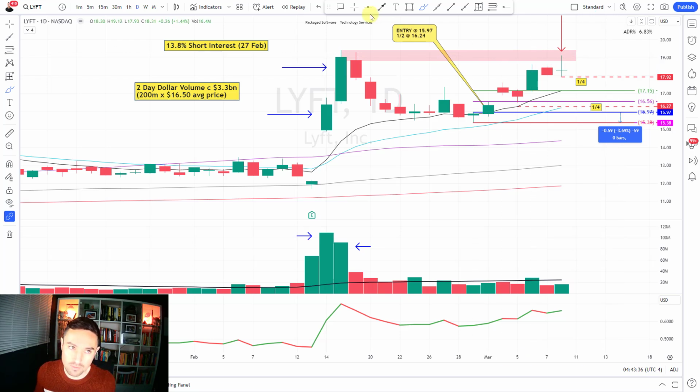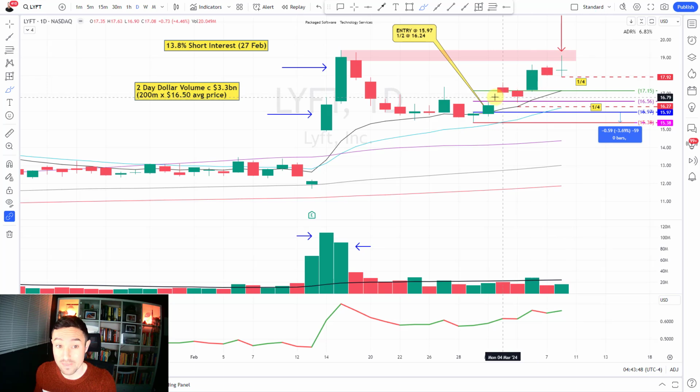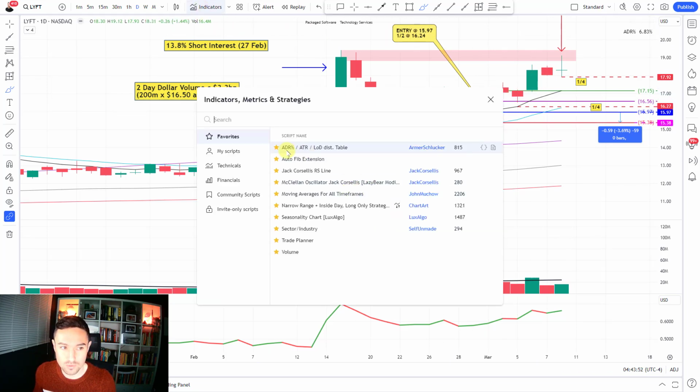Now, what I also think about in terms of the initial risk is I like to use this here, this ADR percentage being 6.83%. It probably would have been a little bit less, around 6% or so, at this moment in time when I'm targeting the trade. If you want to see which indicators I use, pause the video. The ADR percentage is that one right there. My relative strength line is this one right here.